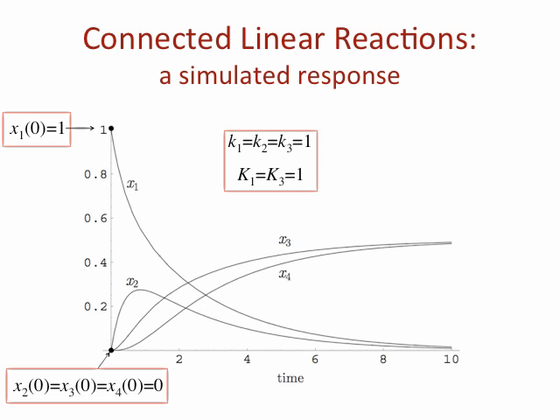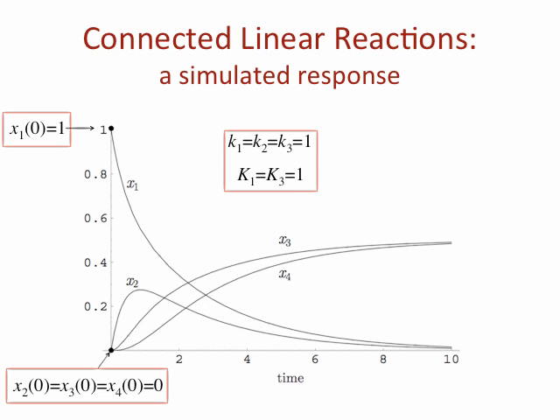And an example of that is shown here. In this case, I am just starting out with x1 and all the other concentrations are 0. I have chosen the forward rate constants for the 3 reactions to be the same, and I have picked the equilibrium constants to be unity.